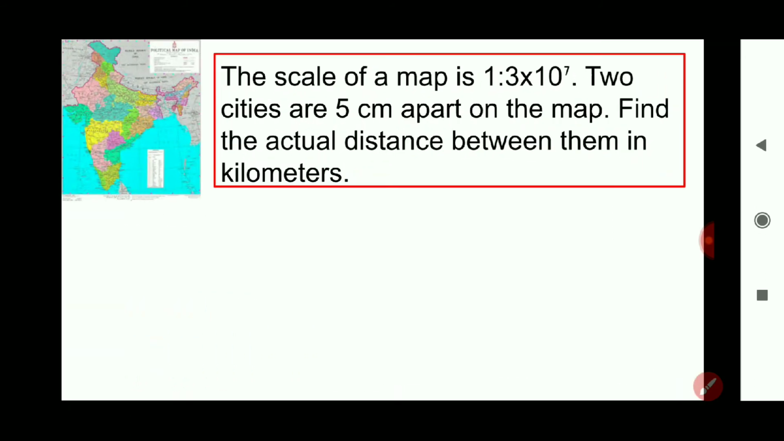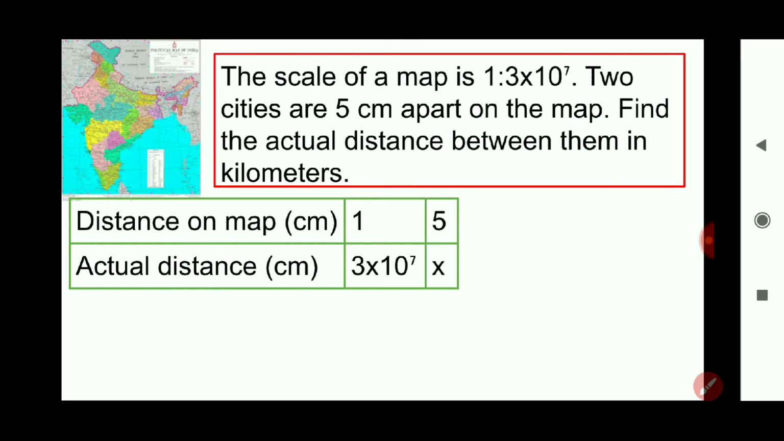One more beautiful question. The scale of a map is 1:3 into 10 power 7. Two cities are 5 centimeters apart on the map. Find the actual distance between them in kilometers. Observe the scale. 1:3 into 10 power 7. That means on map 1 centimeter distance means the actual distance is 3 into 10 power 7 centimeters.